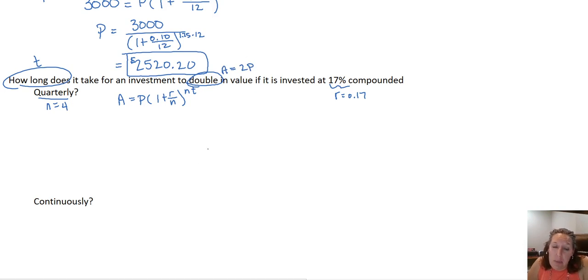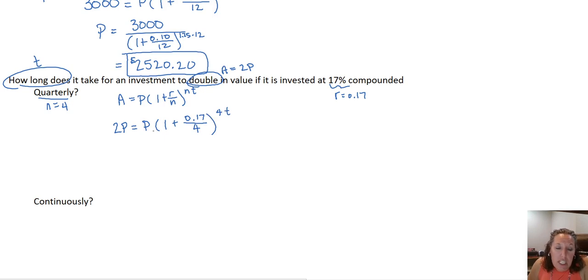It's going to take the same amount of time for an investment of $100 to double in value as it does an investment of $1 million. It's going to take the same amount of time. All right, so our A is going to be double our P. r is 0.17, n is 4, and then 4 times t.